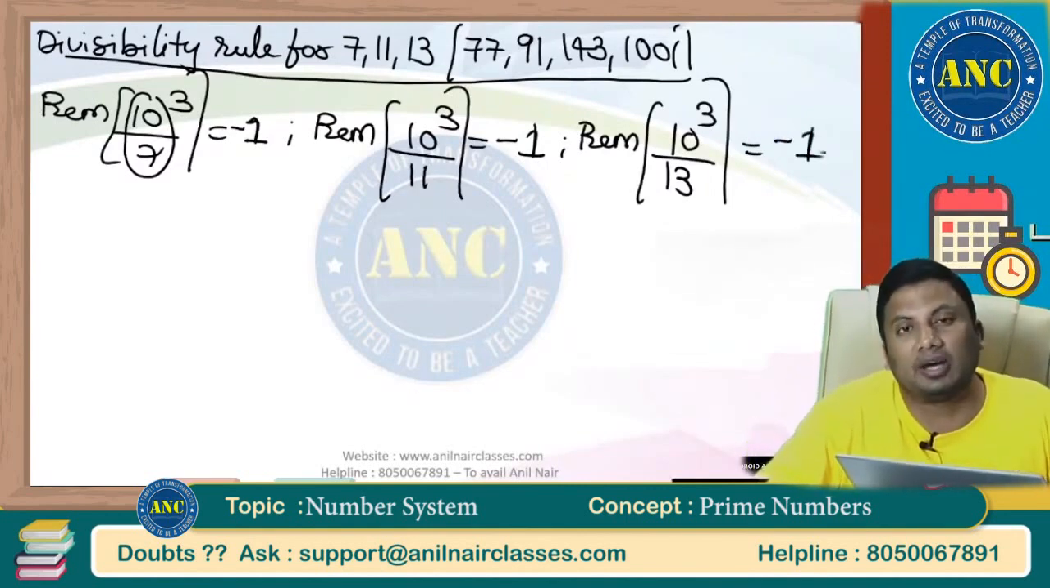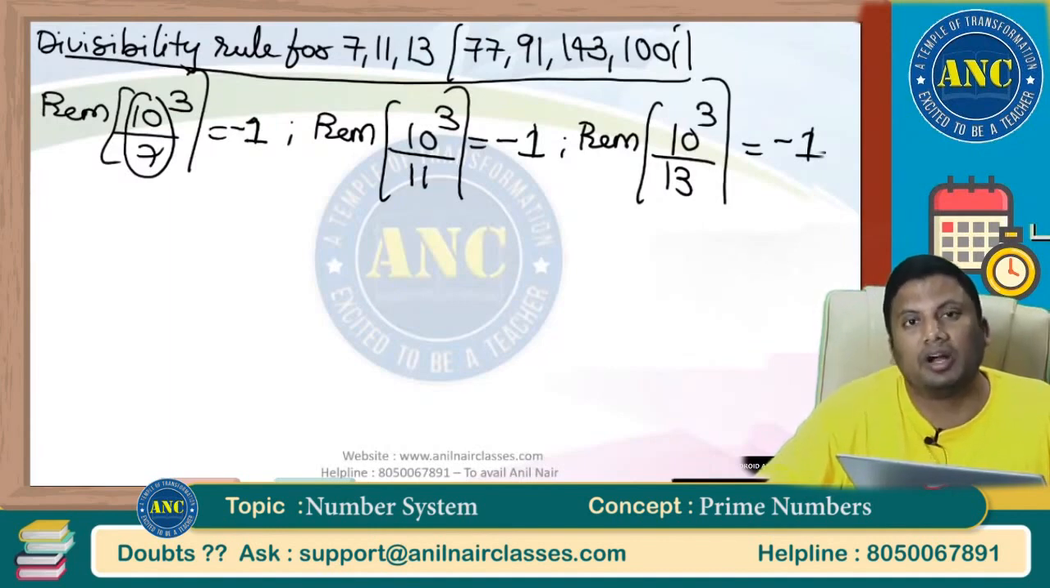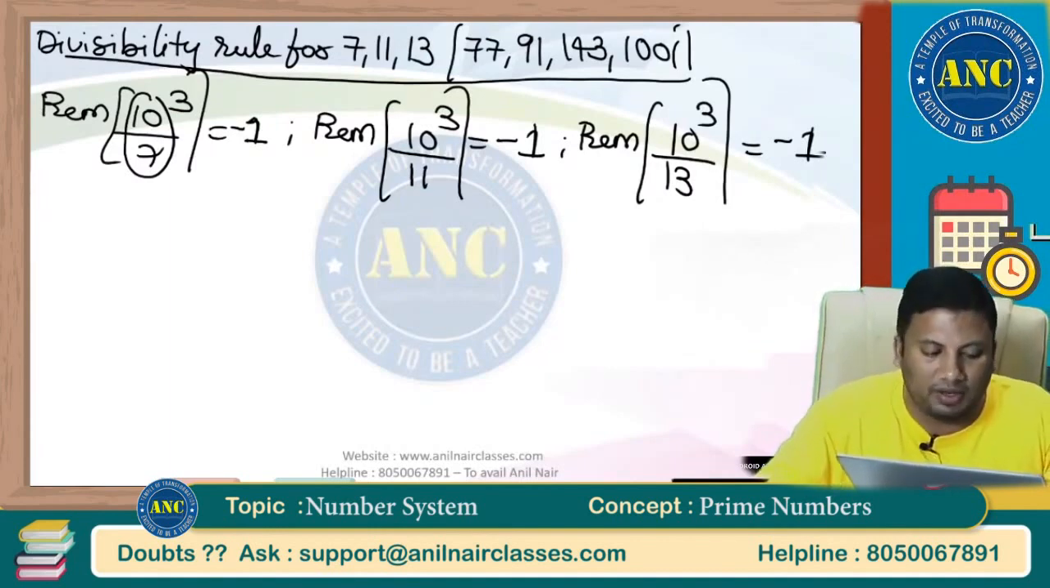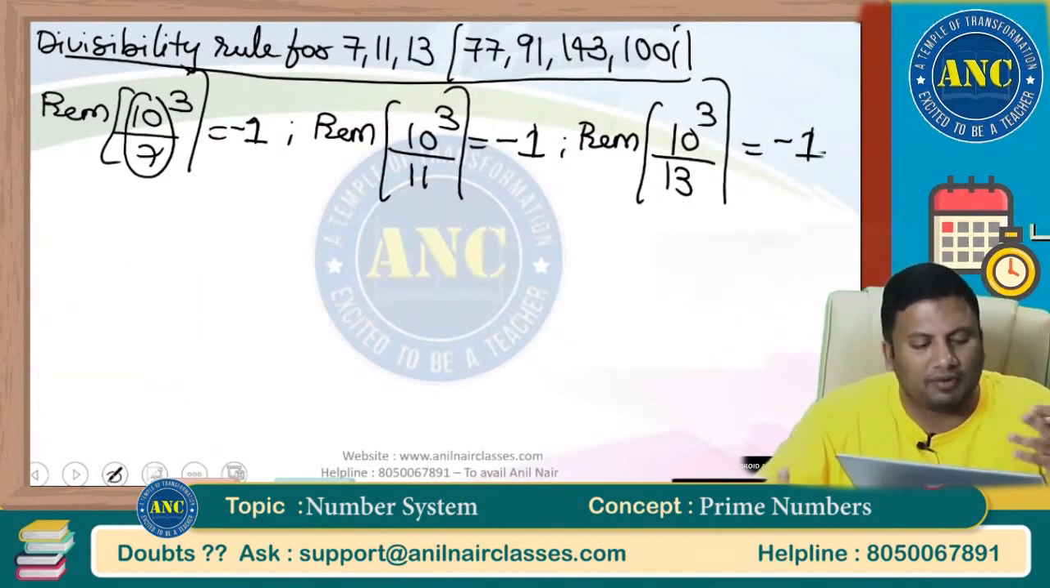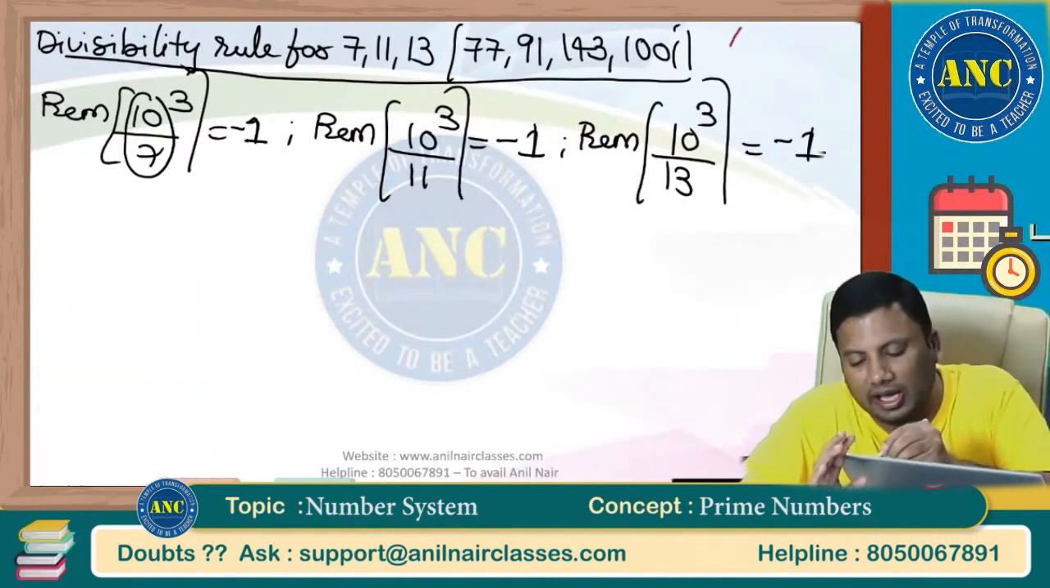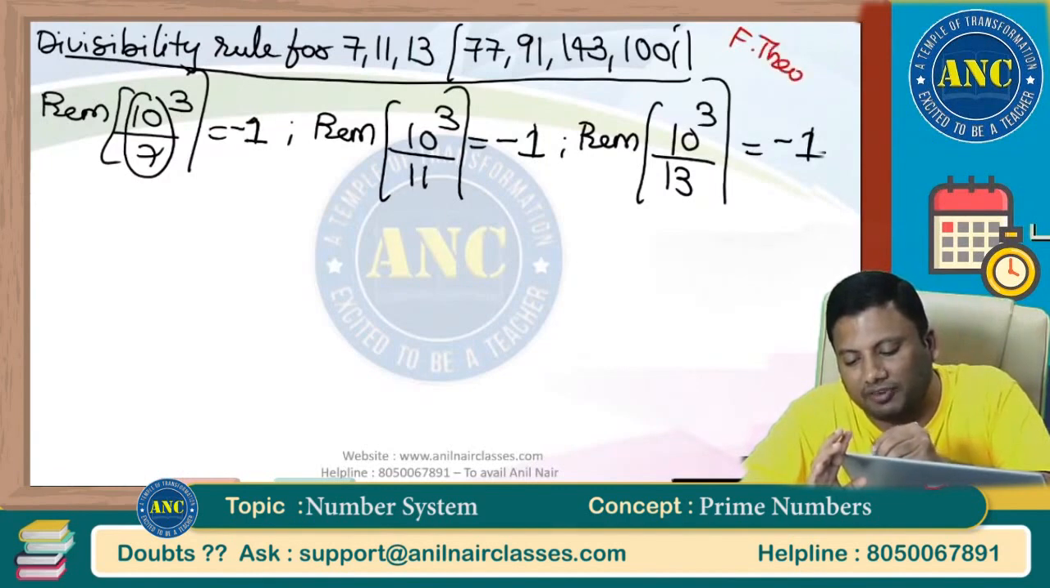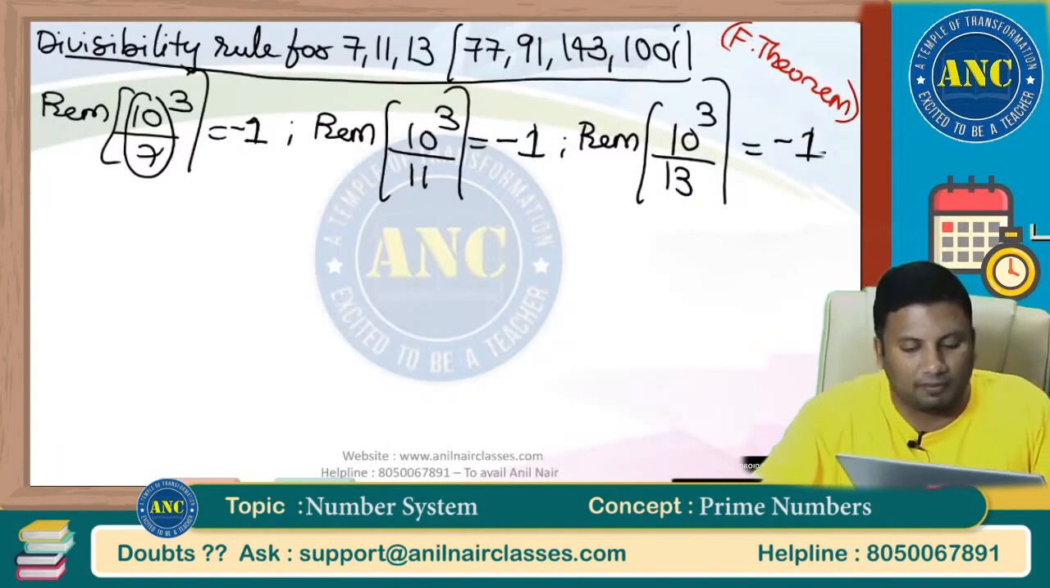According to Fermat's theorem, a power p minus 1 when divided by p, the remainder will be 1. From that it is derived. In case you want to know, this is a derivation from Fermat's theorem.